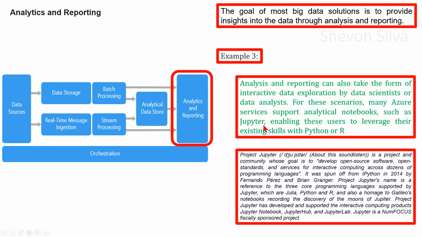Project Jupyter's name is a reference to the 3 core programming languages supported by Jupyter, which are Julia, Python, and R. It is also an homage to Galileo's notebooks recording the discovery of the moons of Jupiter. Project Jupyter has developed and supported the interactive computing products Jupyter Notebook, JupyterHub, and JupyterLab. Jupyter is a NumFOCUS fiscally sponsored project.